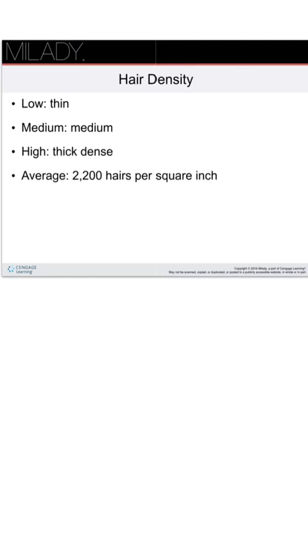Hair density. The definition of hair density is the number of hairs per square inch. If hair has a low density, it'll be very thin. Medium density will just be the average number of hairs per square inch. High density is thick, dense hair. On average, someone will have 2,200 hairs per square inch.